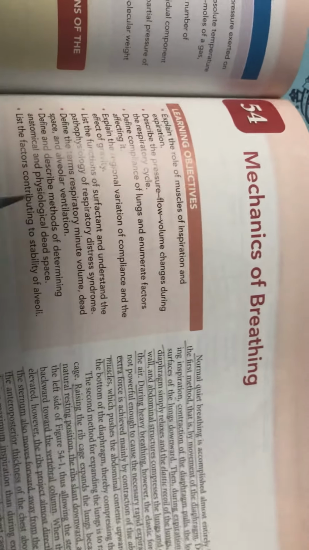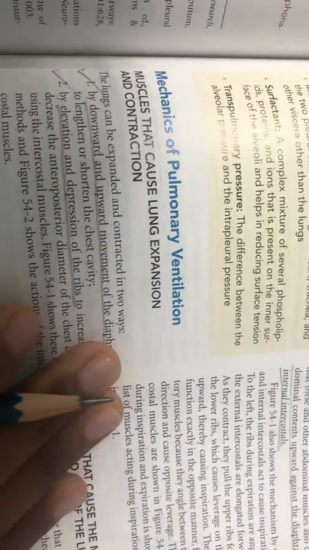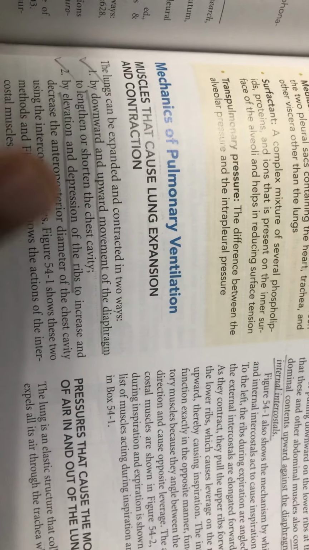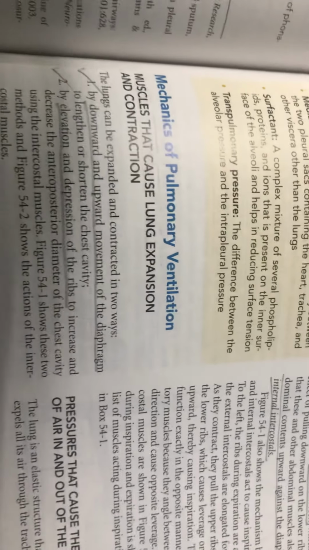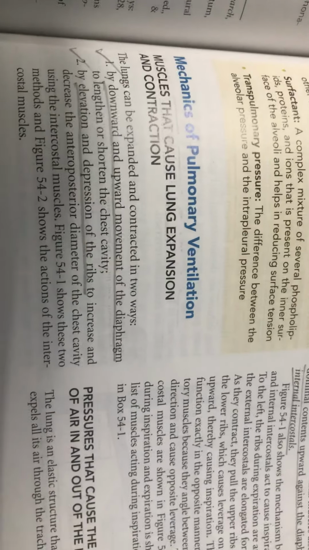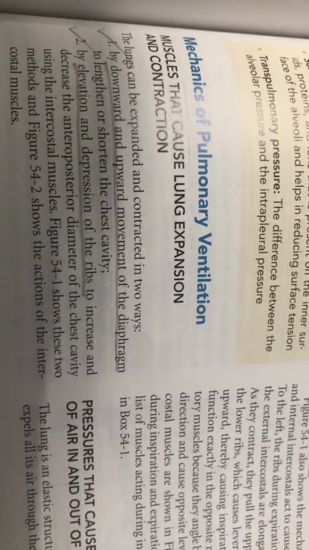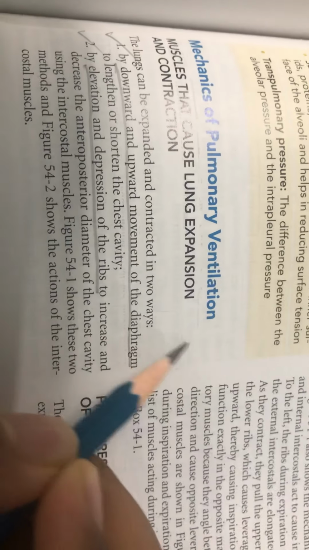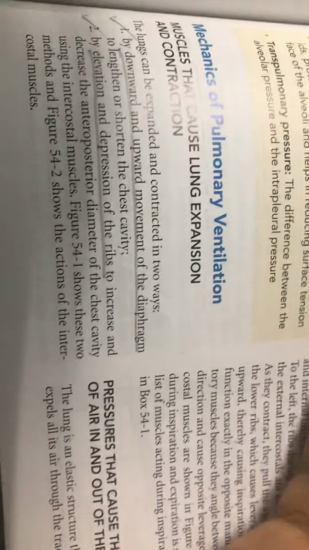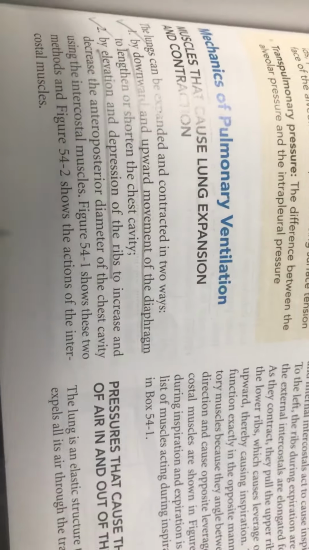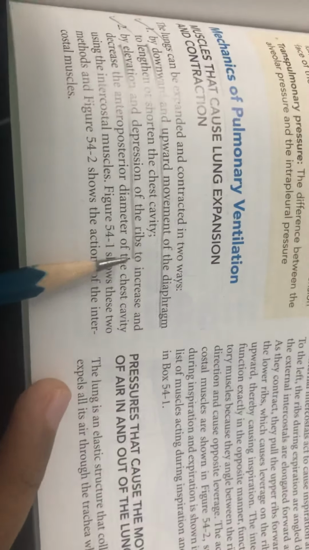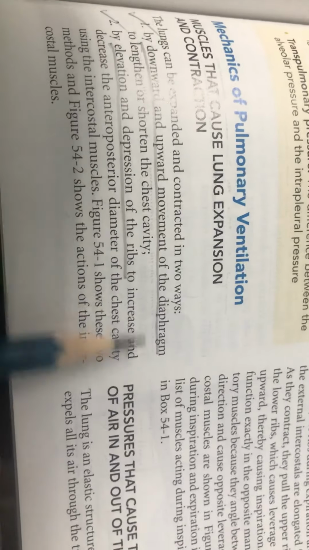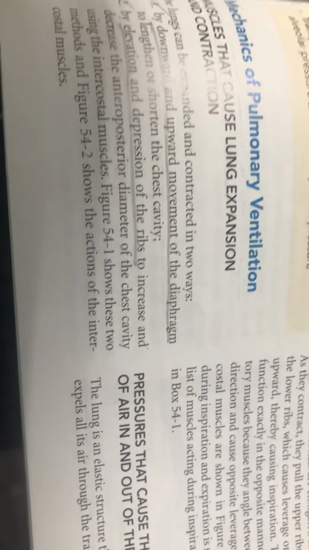Now let us discuss chapter 54, that is the mechanics of breathing. In this chapter, first we need to talk about the muscles that cause lung expansion and contraction, that is the mechanics of pulmonary ventilation. The lungs can be expanded and contracted in two ways. One is by the upward and downward movement of the diaphragm, to lengthen or shorten the chest cavity, and then by elevation or depression of the ribs to increase and decrease the anteroposterior diameter of the chest cavity.